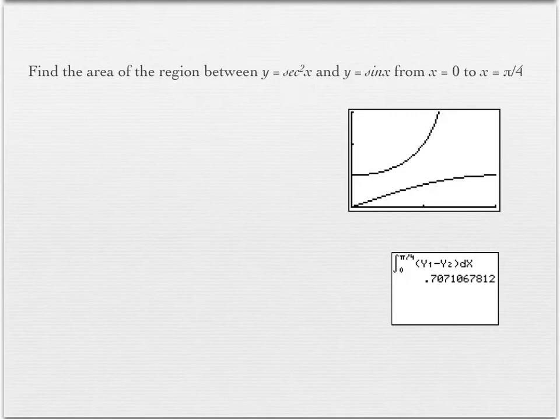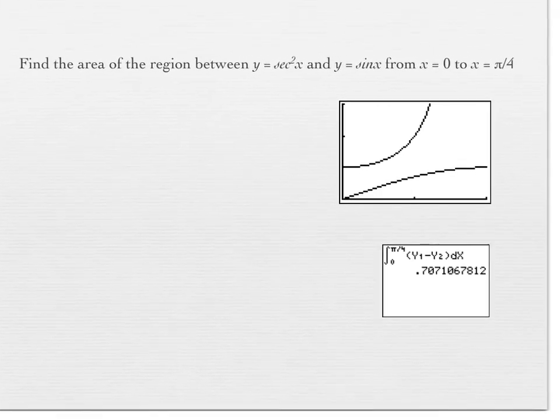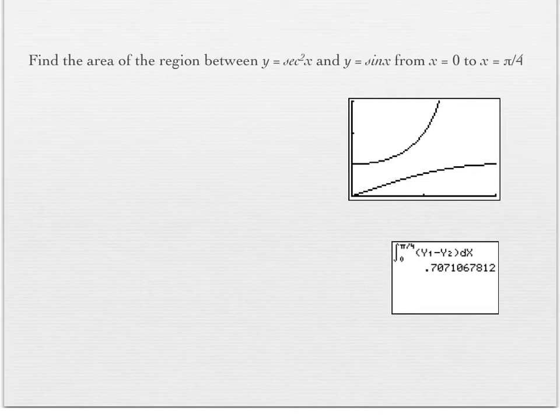Alright, we'd like to find the area of the region between y equals secant squared x and y equals the sine of x from 0 to pi over 4. So I tried to draw that here a little bit. The sine of x would be this function right here, and the secant squared of x would be this function right here. So I'm trying to find that between 0 and pi over 4, which should really be right about here.